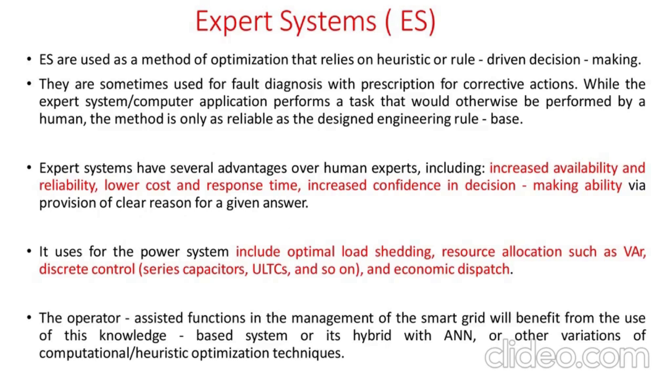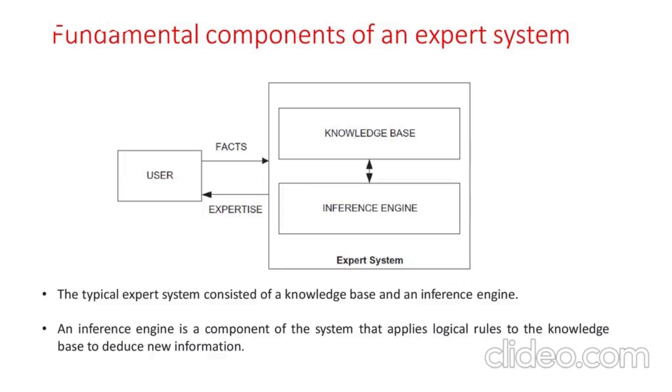Now we are going to start expert systems. ES use a method that applies heuristic or rule-driven decision making. They are sometimes used for fault diagnosis with prescription of corrective actions. An expert system has several advantages over human experts, including increased availability and reliability, lower cost and response time. It increases confidence in decisions. Power system applications include optimal load shedding, resource allocation, and series capacitors. These are the fundamental components.